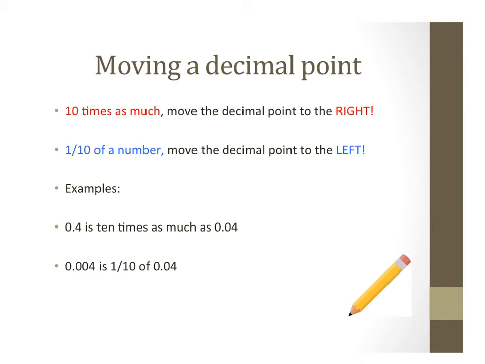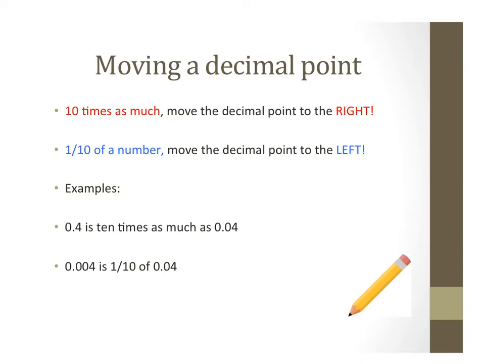Here's a little trick for moving a decimal point within a number. If you're doing 10 times as much, you're moving that decimal point to the right. If you're doing 1/10 of a number, you're moving that decimal point to the left. Here's some examples. We would read this: 4/10 is 10 times as much as 4/100.